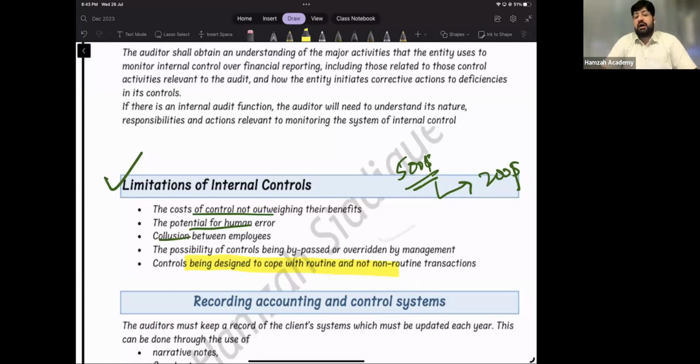So a student asked to re-explain the last point. I have given one example. I give you another example. Non-routine. You know what happens in the companies?